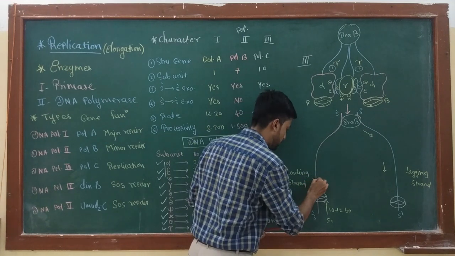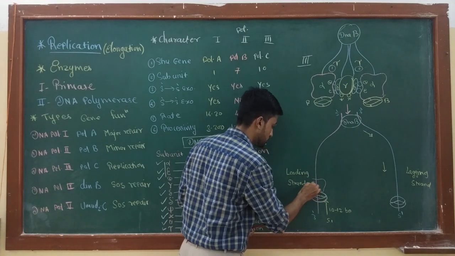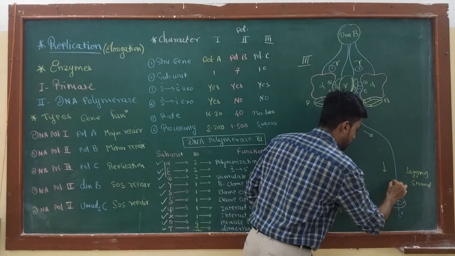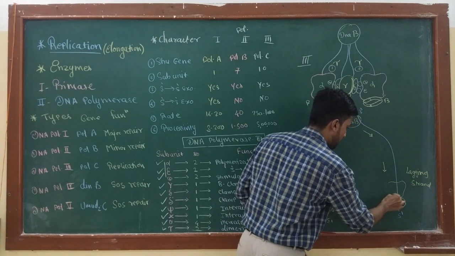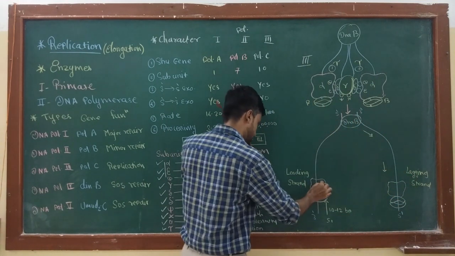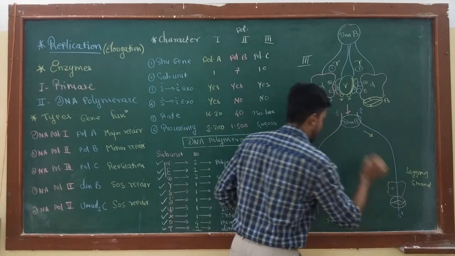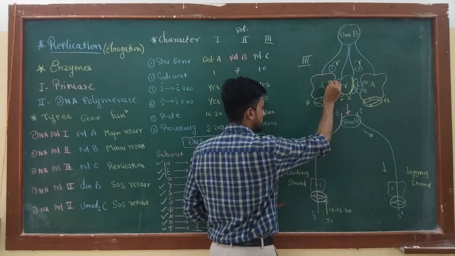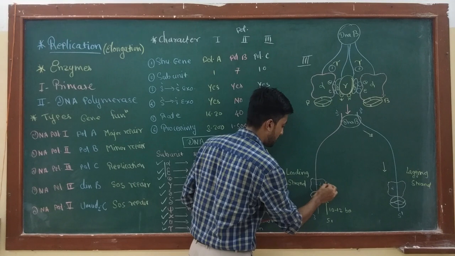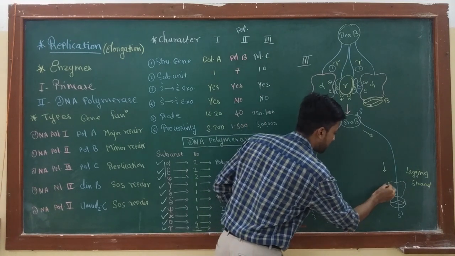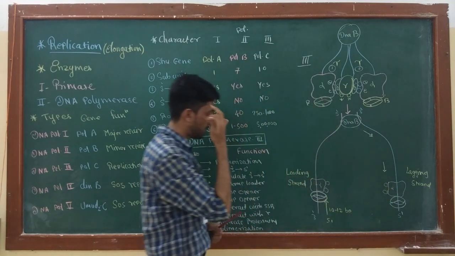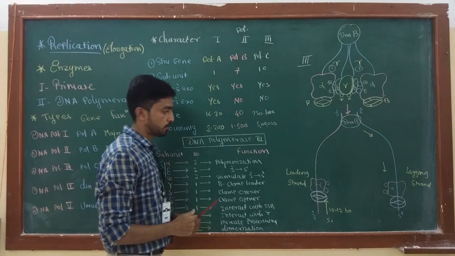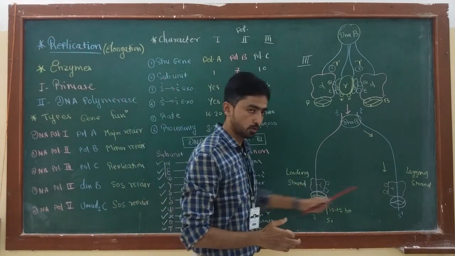So alpha subunit is bound to beta clamp on both the strands. This is alpha. Alpha subunit is attached with epsilon and theta. This is the second phase of the formation of holoenzyme complex on both the strands.